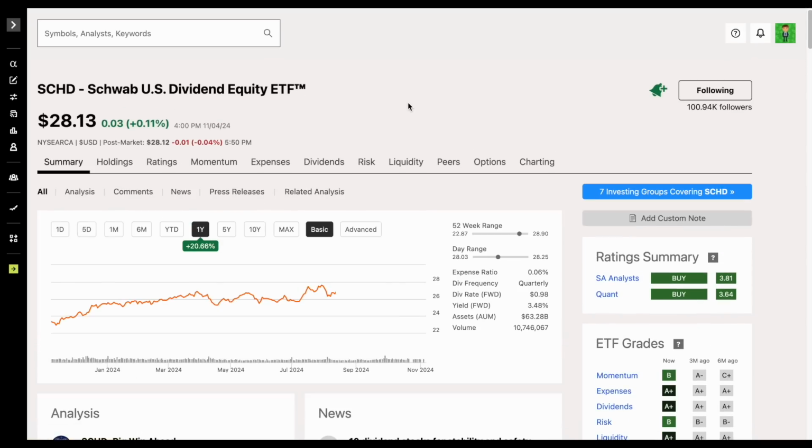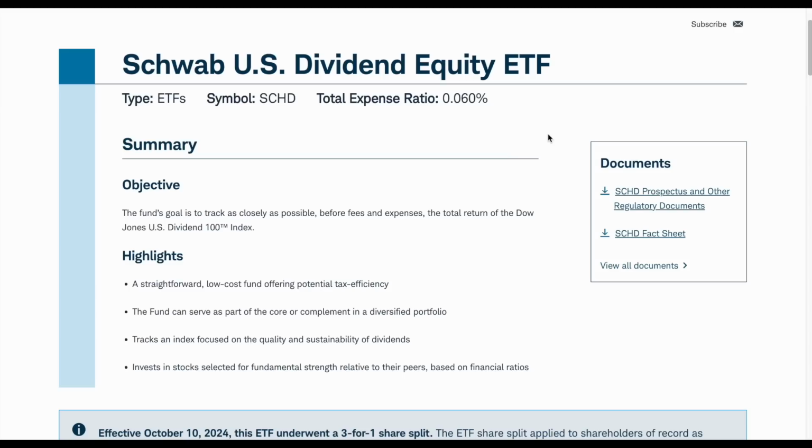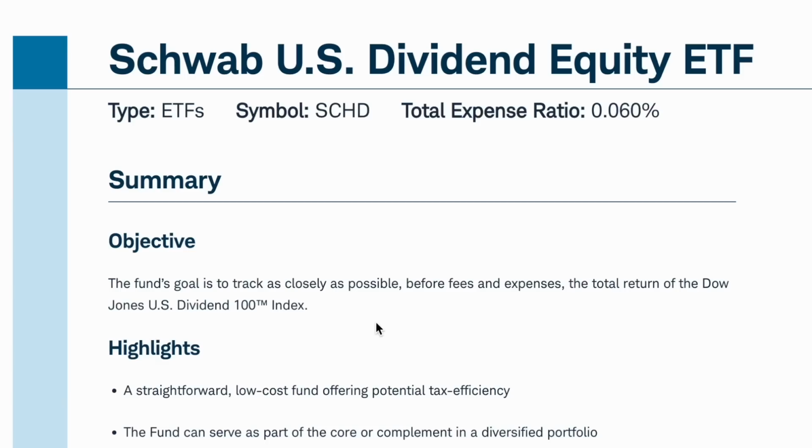So the question is, what is the strategy they've implemented to achieve these results, and will that strategy help them achieve the same results moving forward? And the best way to find this out is to go straight to the source. If we go over to schwabassetmanagement.com, we can see the objective of the fund is, before fees and expenses, to track the total return of the Dow Jones US Dividend 100 Index.